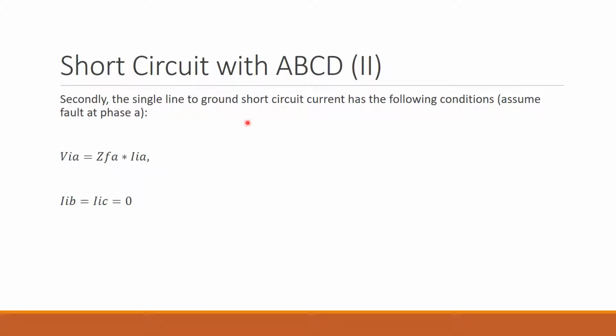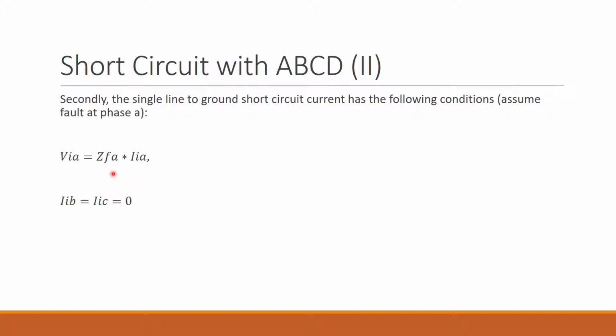Secondly, the single line to ground short circuit current has the following conditions. We're going to assume that the fault is at phase A, but it can be done for phase B, phase C. So basically, we are going to have our BIA, which is going to stand, in this case, for phase A. So this is basically like we're mentioning here. Assume fault at phase A. So VIA, or VI for phase A, equals the fault impedance at phase A multiplied by the current at phase A, once again. So that gives the voltage. And we're also going to assume that IIB and IIC are going to equal 0.